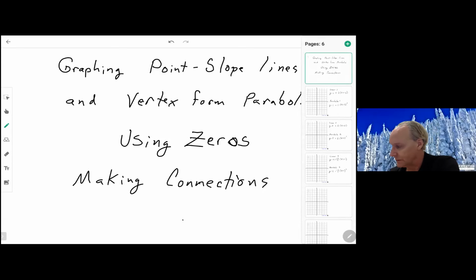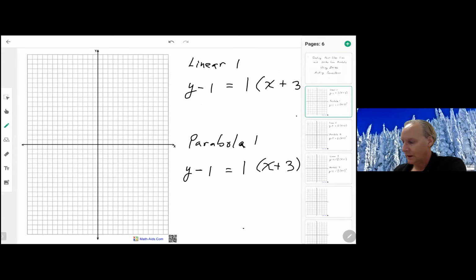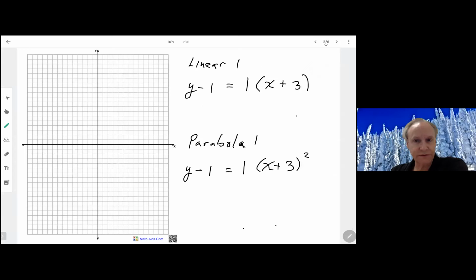But here it is. Here's our first example. And you're going to notice that the two equations are identical except for one thing. This one on the top is to the first power, which makes this a line. This is a linear equation. The one on the bottom is to the second power. Now, hopefully you did your practice and understand how point slope form works.